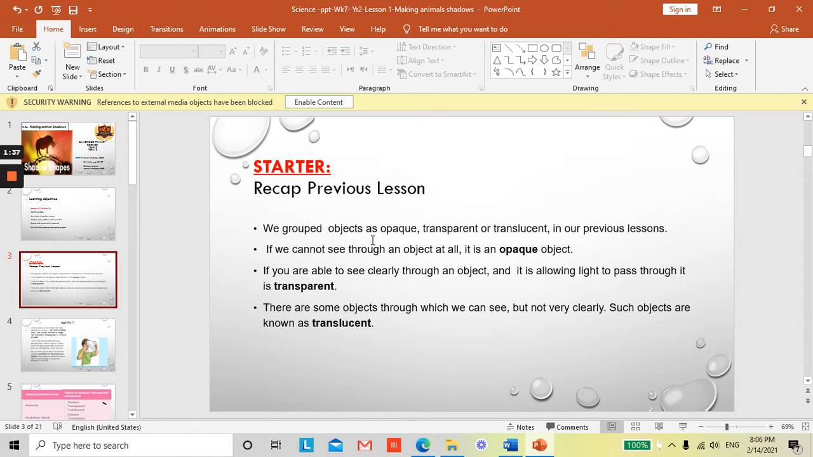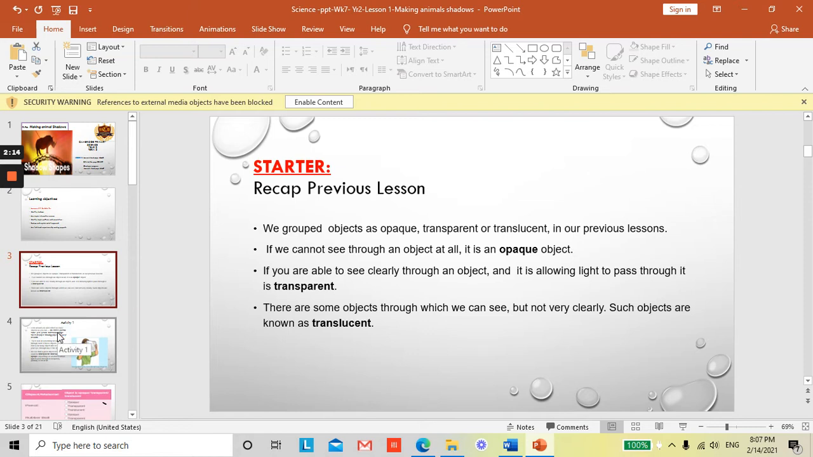We also group objects as opaque, transparent, and translucent in our previous lessons. If we cannot see through an object at all, it is an opaque object. If you are able to see clearly through an object and it is allowing light to pass through it, it is transparent. There are some objects through which we can see, but not very clearly. Such objects are known as translucent.